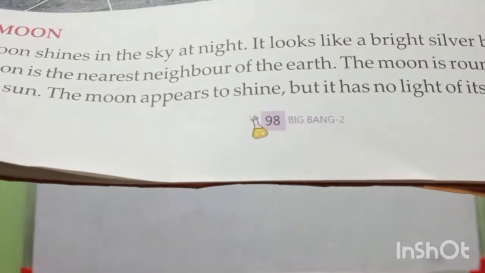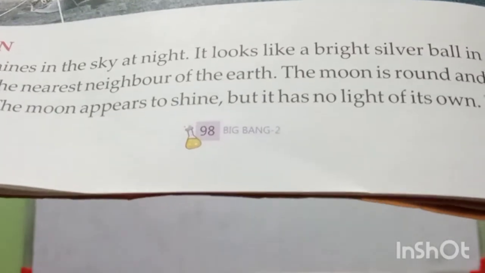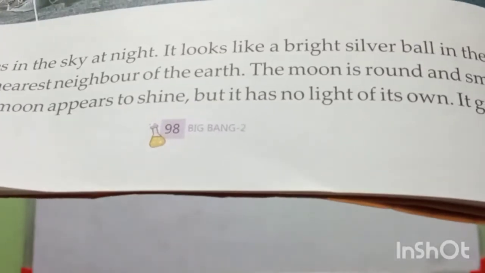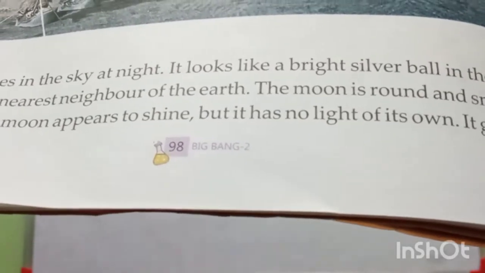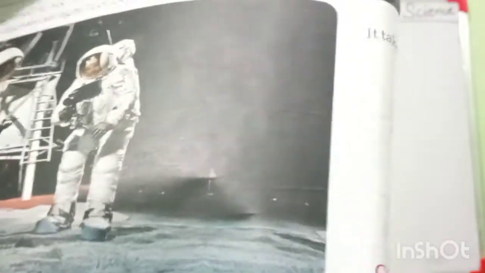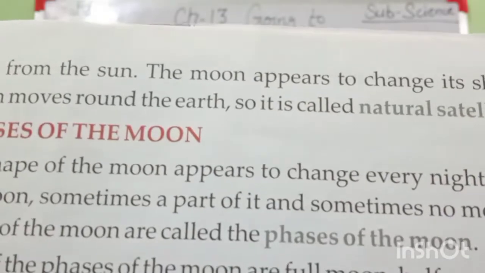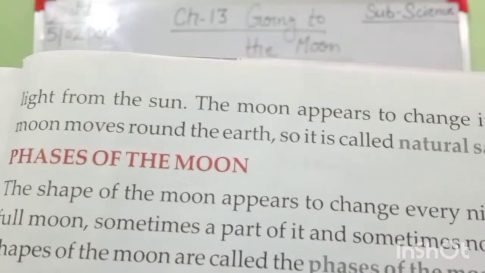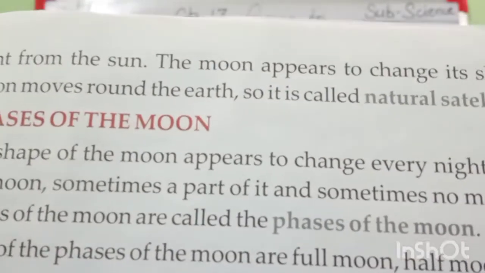The moon. The moon shines in the sky at night. It looks like a bright silver ball in the sky. The moon is the nearest neighbor of the earth. The moon is round and smaller than the sun. The moon appears to shine, but it has no light of its own. It gets its light from the sun. The moon appears to change its shape every night. The moon moves round the earth, so it is called the natural satellite of the earth.